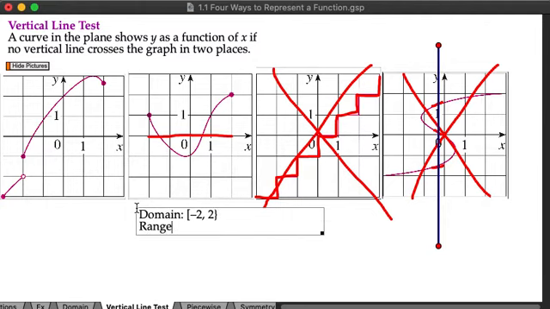And what about the range? The range is the set of all output values, or in the graph, it's the set of all y coordinates that are used. Think for a minute about what y coordinates you see being used here. What we have is, it looks like all y values from, looks like y equals -1 here, and the highest y value looks like y equals 2. So my y coordinates seem to go from -1 to 2.